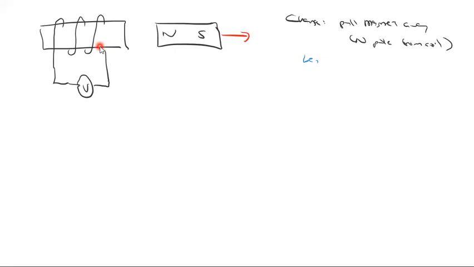So Lenz's law says oppose. It will simply try to attract the north pole back, which means it will create a south pole. You can use your right hand grip rule to figure out how it will do that, and that will induce a current in this direction. But the point is, it will try to stop it going away.